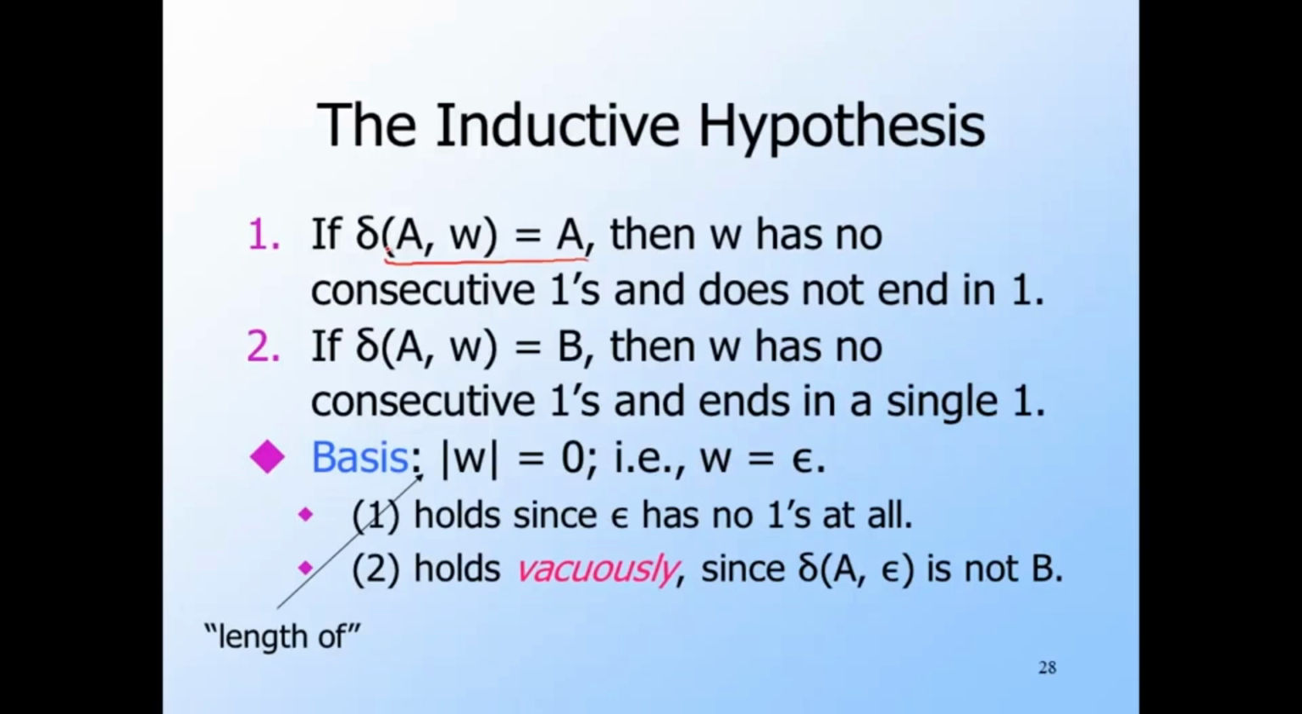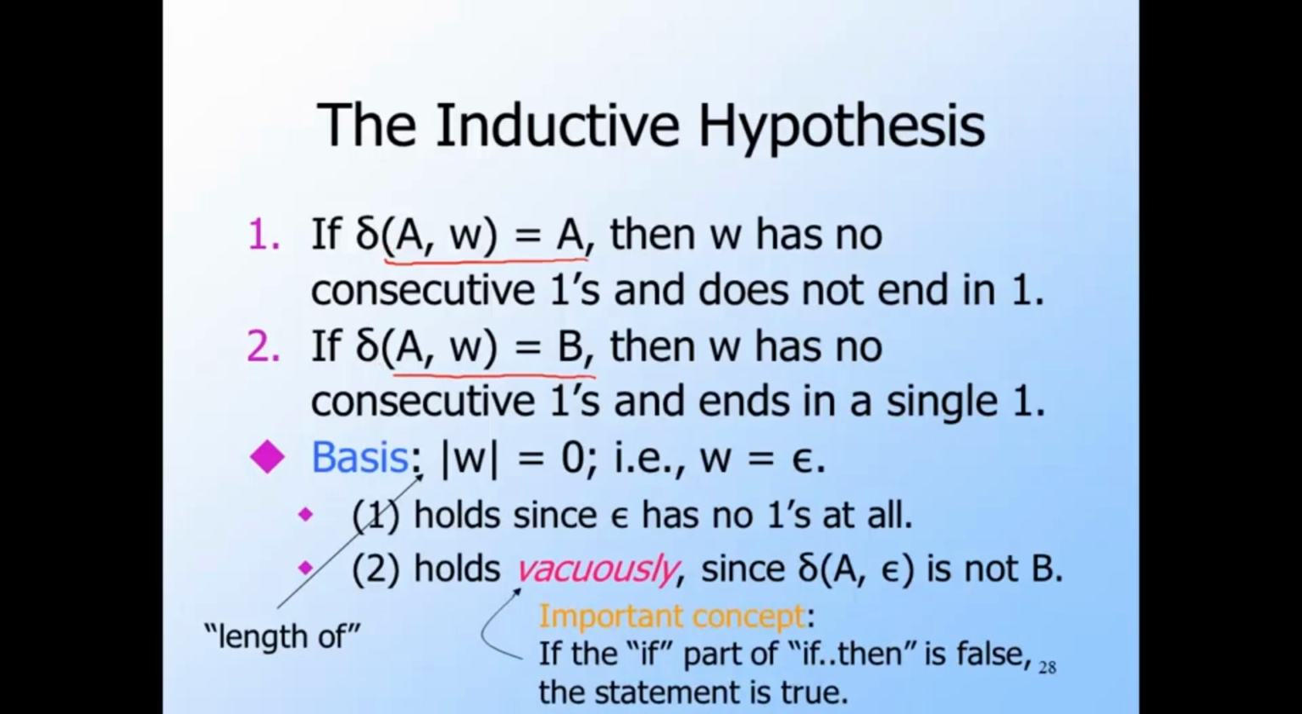For item 2, things are a little trickier. It is false that delta of A and the empty string is B, but it is also false that the empty string ends in 1. However, an important principle of logic is that the statement "false implies false" is true. That is, whenever the if portion of the statement is false, then it doesn't matter whether the then portion is true or not. The statement as a whole is true.